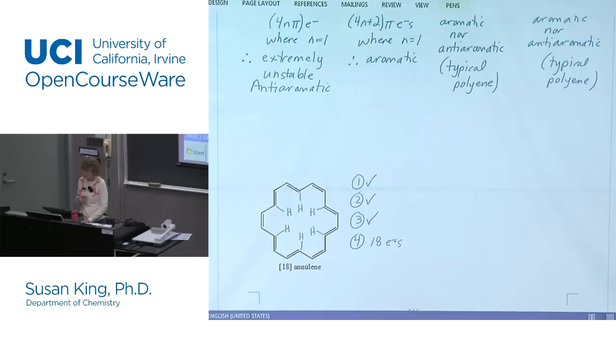And how do you know whether it satisfies the rule? Is it a multiple of 4? 18 is not a multiple of 4, so it's going to satisfy the 4n plus 2 pi, where n equals 4. Therefore, it is aromatic. So now everything on that previous slide that we were scratching our heads on is explained here. Okay, questions? Anybody?